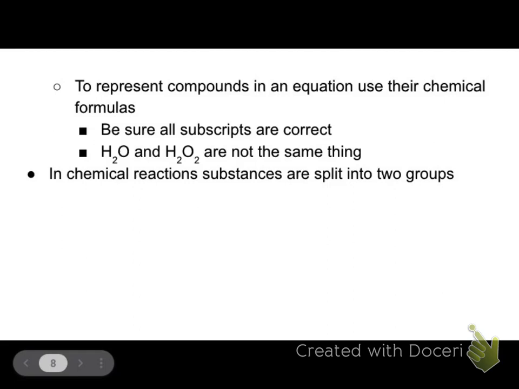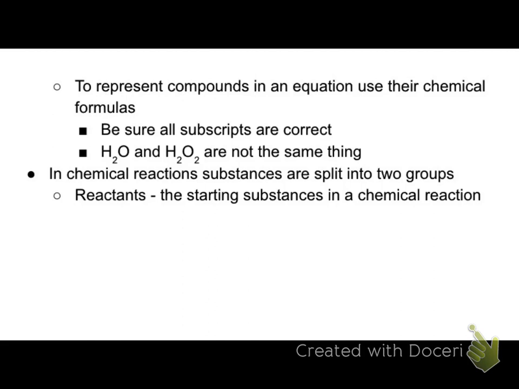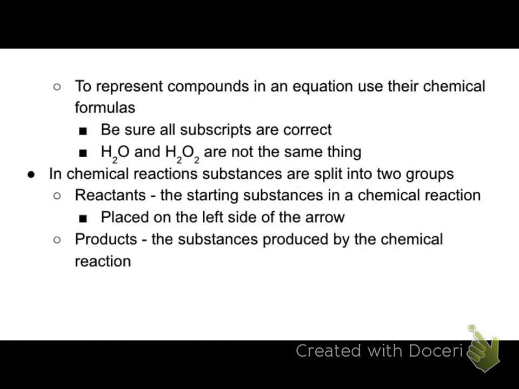In chemical reactions, we split substances into 2 groups, and they appear on different sides of the arrow. Reactants are the starting substances in a chemical reaction. They're what you start with, and they appear on the left side of the arrow because we read left to right. Products are the substances that are produced, or your end products from the chemical reaction, and they will appear on the right side of the arrow.